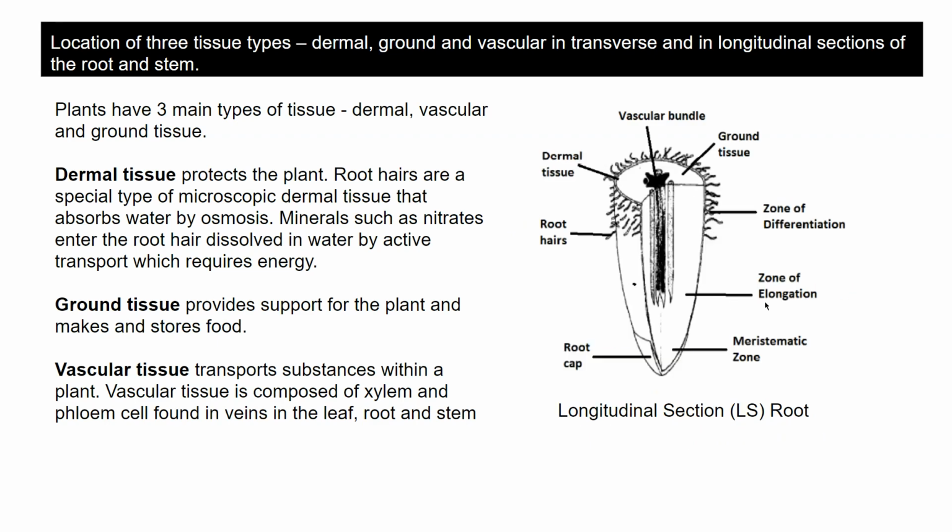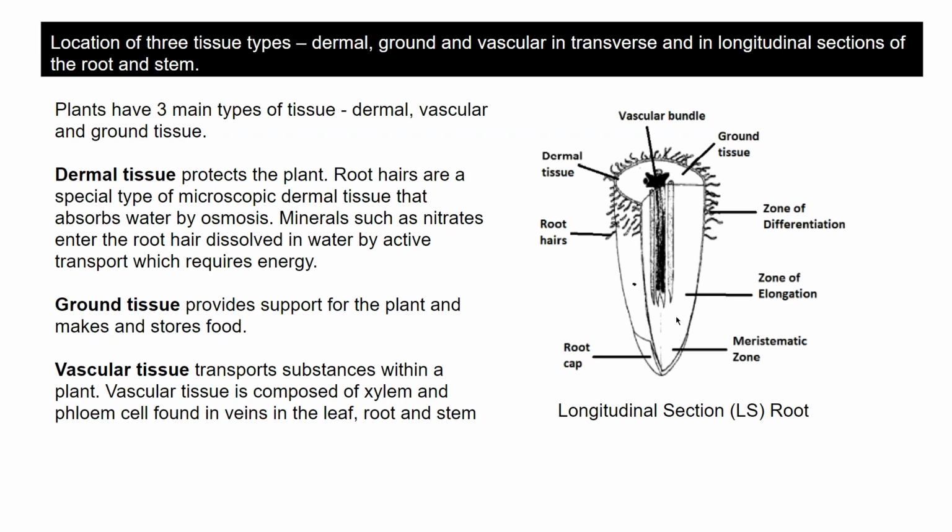Now a lengthways slice through a root. Okay, so just the root tip is where we have the meristematic cells. So these are the cells down here that are rapidly dividing. The root tip is covered by a very tough material called the root cap because the root has to push its way down through the soil.